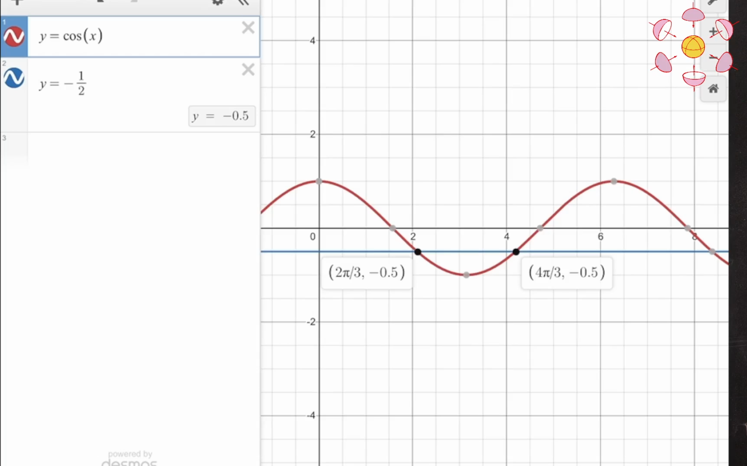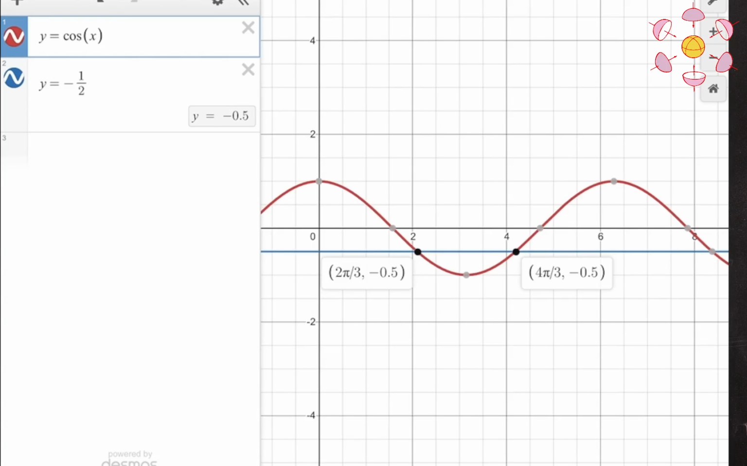So notice that the first time we intersect, it's 2 pi over 3. And the second time, it's 4 pi over 3. Notice this is about 6-ish, so this is 2 pi. So within 0 to 2 pi, our basic interval, we have 2 intersections where they meet. Everything else will just be built from these intersections.